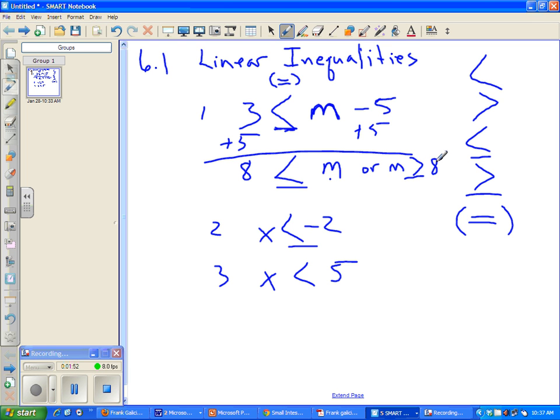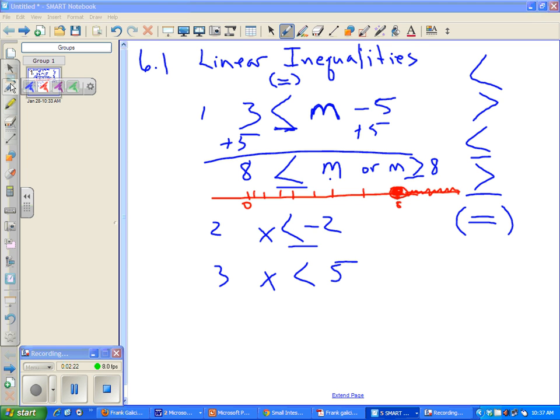So let's graph this inequality. I'm going to change my color here so we know we're talking about this. We have the number 8 here, and I have the 0 over here, and there's 8, 7, 6, 5, 4, 3, 2, 1. And I want to know that m is greater than or equal to 8. So if it's equal to, I fill in my circle, and it means any number greater than 8, including 8.